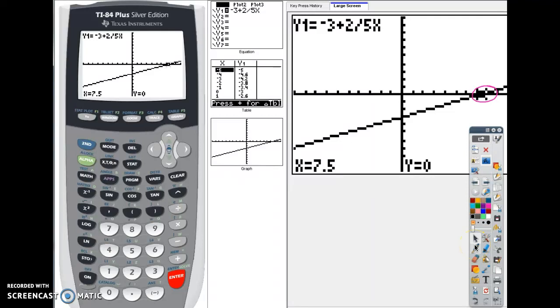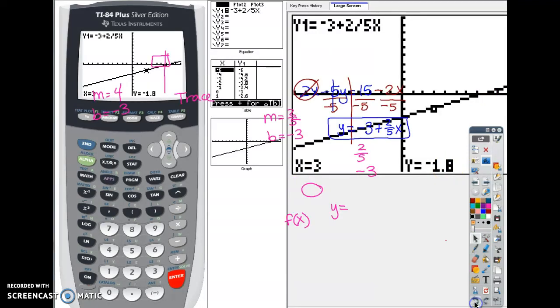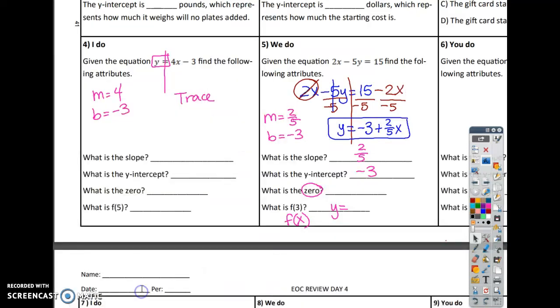And then it said to also find f of 3. So press 3, enter, and see what it gives you. That's all they're asking, okay? When they say f of 3, this is what they mean. X equals 3, so what's the y equal to? So my y equals -1.8. Write that down. So let's see. Right here, I'm going to put that my 0 is at 7.5. And that when x is 3, my y equals -1.8. So you're going to do the same thing for number 4, and you're going to do the same thing for number 6.